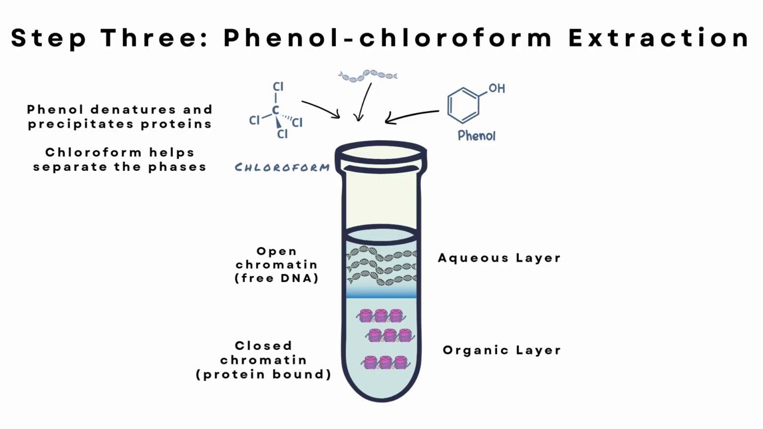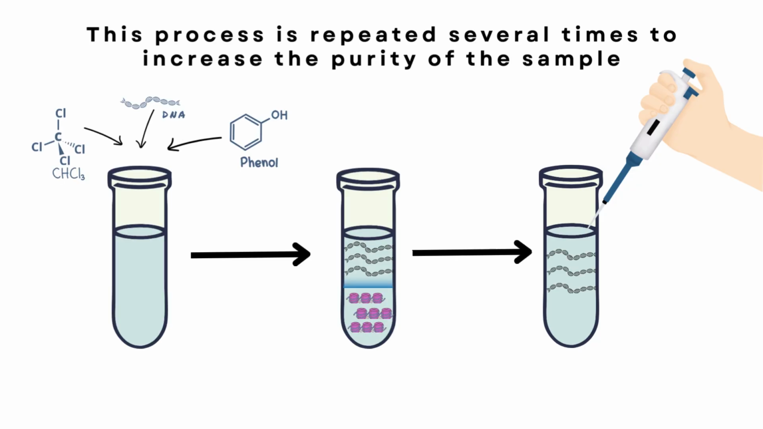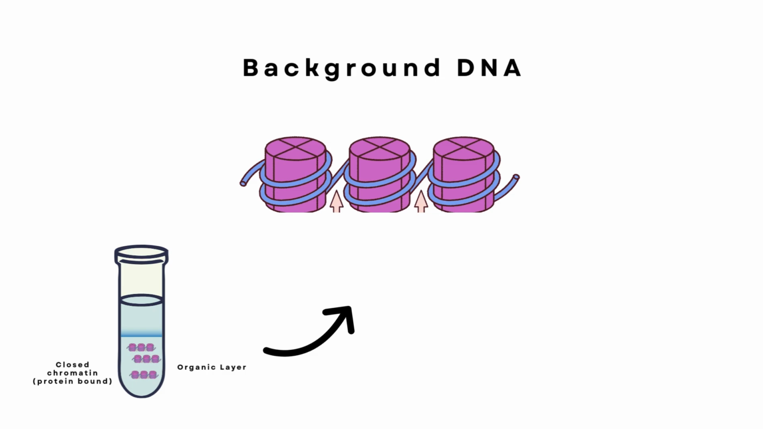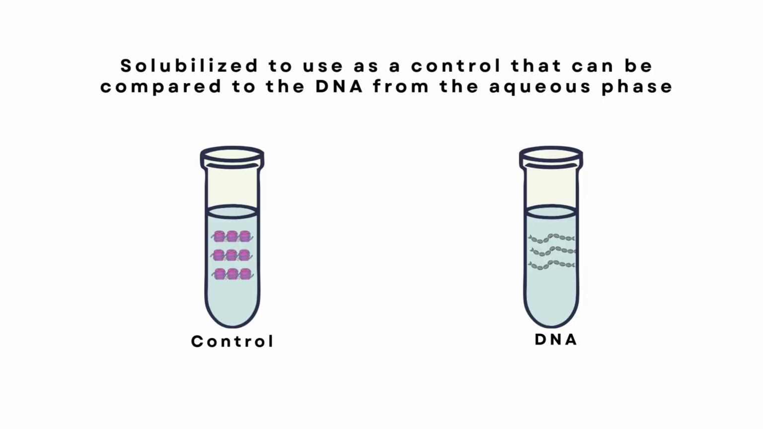The top aqueous layer is carefully transferred to a new tube, leaving the organic layer and protein-bound DNA behind. This process is repeated several times to increase the purity of the sample. The cross-linked DNA, also known as background DNA, that is in the organic phase, is reverse cross-linked and solubilized to use as a control that can be compared to the DNA from the aqueous phase.